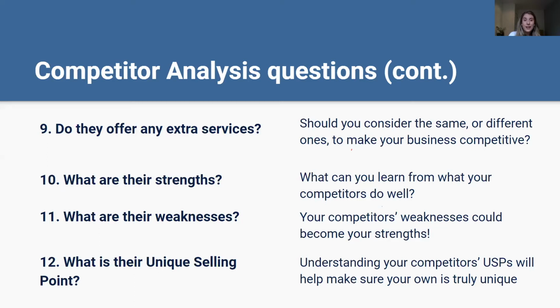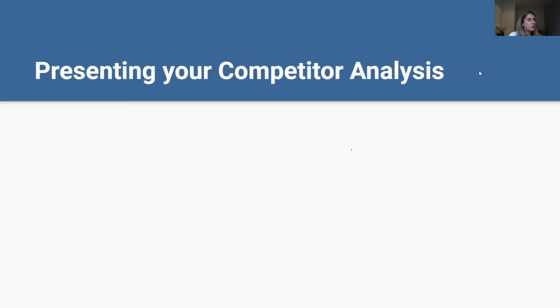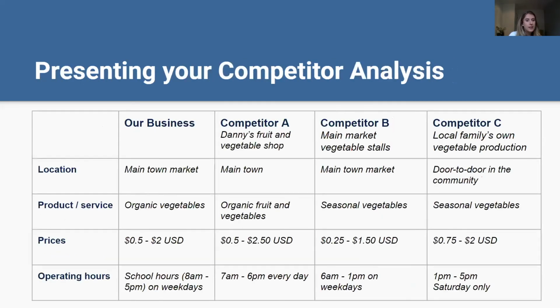So those are the 12 questions, and your students can present their answers in a competitor analysis table, like this example, which I will show you on screen now. You can write the questions or the themes that we've just been through on the left-hand side. This is just a sample, so there's only 4 questions here, but you would have a bigger table with all 12 questions. And then you would have a column with the answers for each of your main competitors.